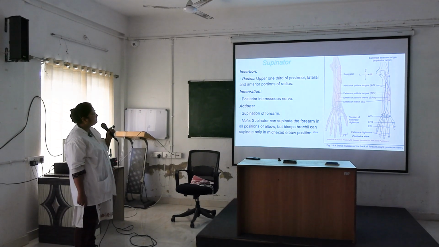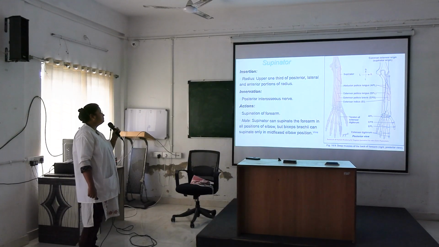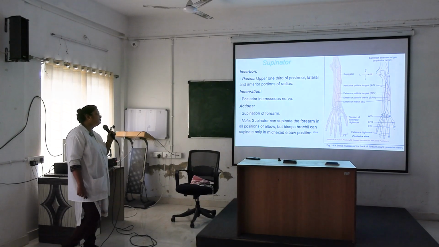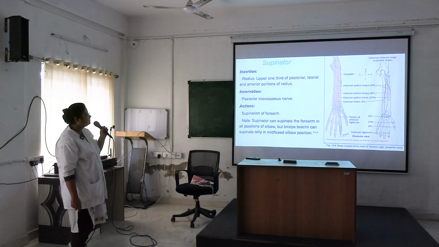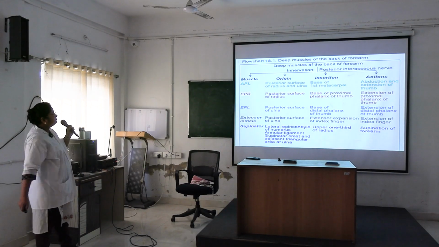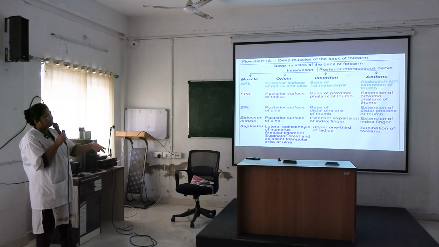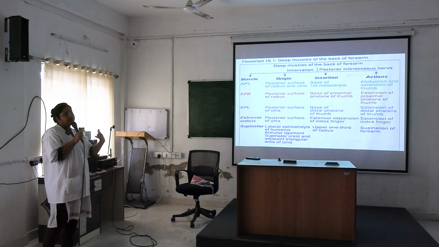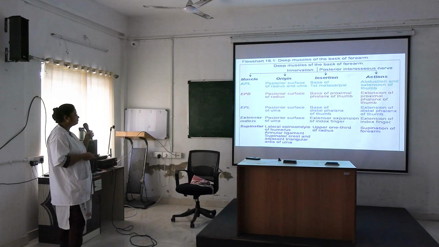Supinator can supinate the forearm in all positions of the elbow, but biceps brachii can supinate only in the mid-flexed elbow position. That is the difference between biceps and supinator. So these are the deep muscles; you have to know the origin, insertion, nerve supply, which is the same, posterior interosseous nerve, and action.